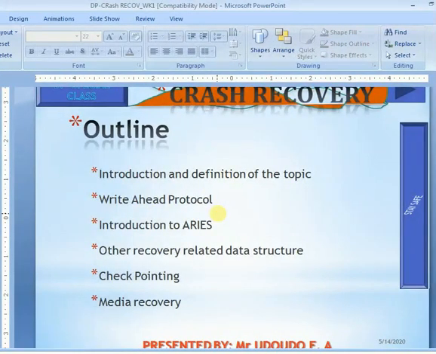This is a quick view on crash recovery as a topic. However, I'm going to see from the outlines what we are going to go through in this topic.